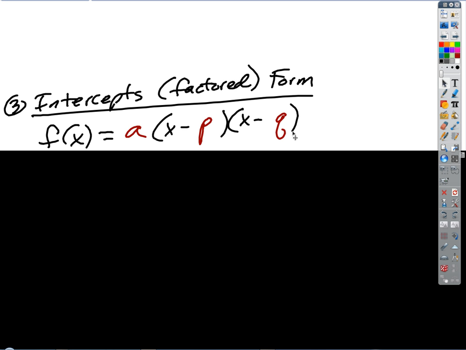P and Q are both x values. Those are the x values where the function crosses the x-axis, the x-intercepts, right? Now remember, the really important concept is that these parabolas are symmetrical. When you cut them down the middle, they're identical on both halves. The vertex has to be halfway in between, doesn't it? So how do I find the x-coordinate of the vertex? It's going to be the middle value of p and q, so we just average them.